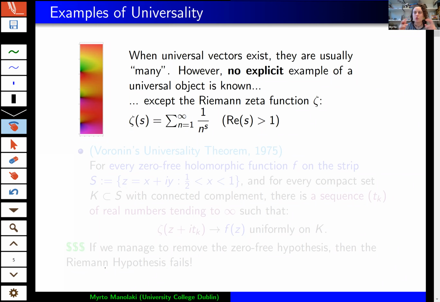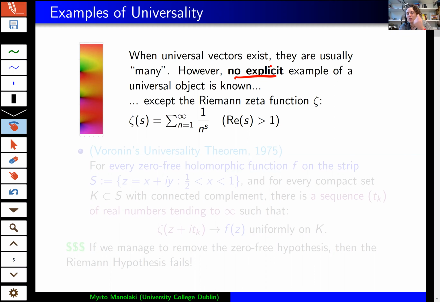So how do we measure the many? We measure it in a topological sense. So they form a G delta dense subset, as we will see later. However, there was no explicit example of a universal object. We could prove it maybe sometimes with some constructive methods, but you don't really know a formula for the functions.